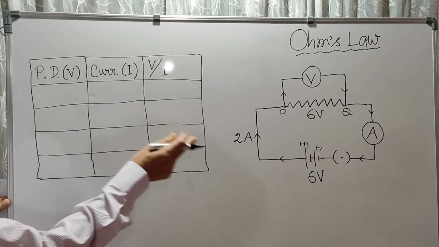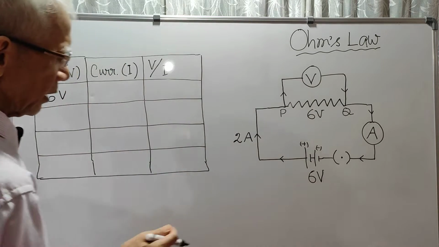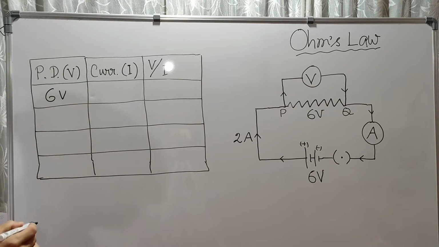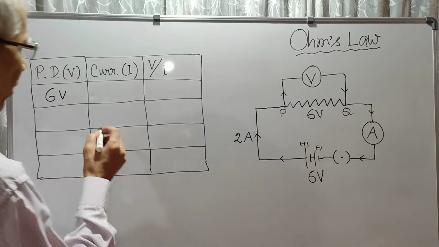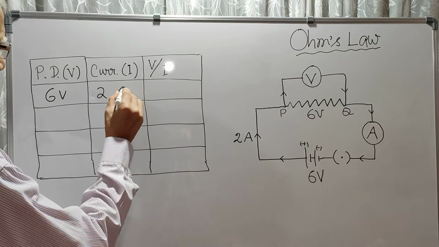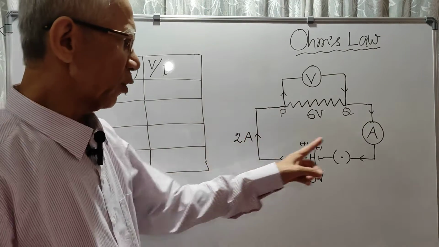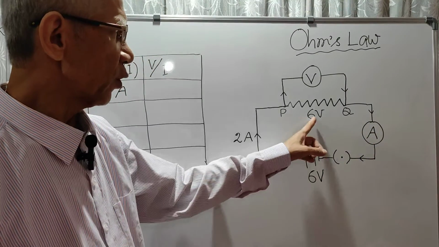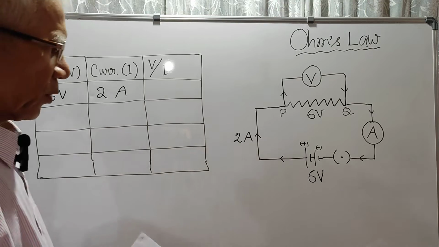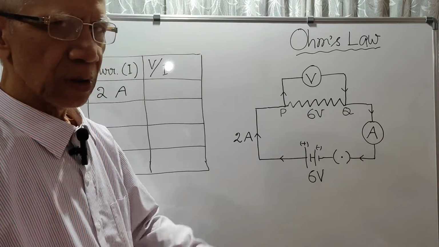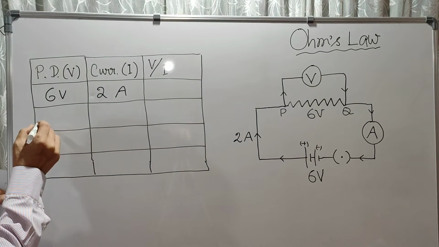Now potential difference 6 volt. So we have used one battery, potential difference 6 volt. Then the current shown by the ammeter is 2 ampere. So this 2 ampere is shown by the ammeter, and this 6 volt is shown by the voltmeter. Now next what we do, we use 2 batteries. So when you use 2 batteries, the voltage will be 12 volt.